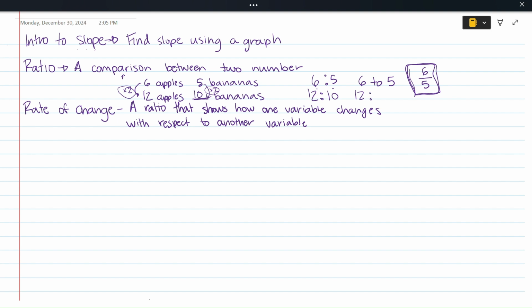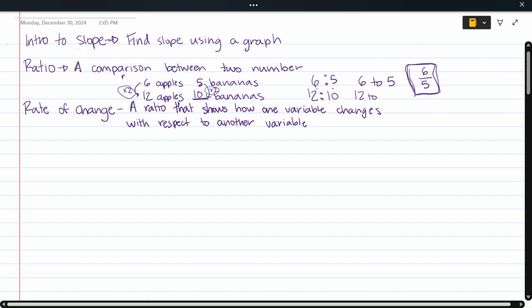Or we could write it like this. Or we could write it as a fraction. Run out of room over here. I'll go all the way over here. As 12 to 10. So our rate of change, just to use that example, is a ratio that shows how one variable, like our apples, changes with respect to another variable, like our bananas. So in this example, actually, we're trying to determine how the bananas have changed with the apples. But it can kind of work either way. It just kind of depends on the situation.